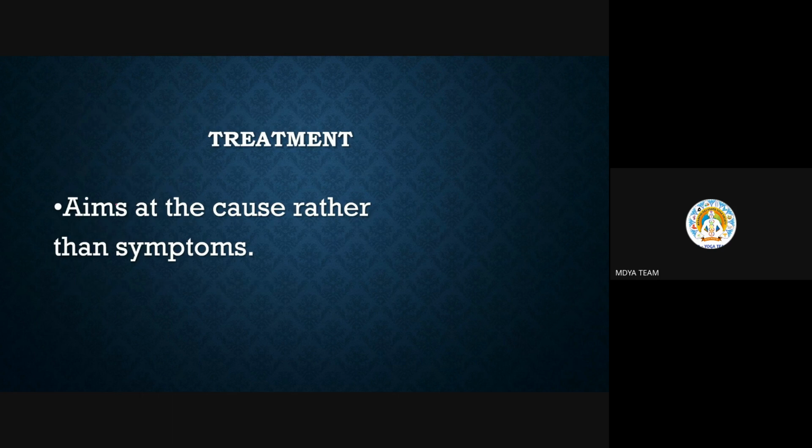Treatment aims at the cause rather than the symptoms. Why? Because we need to go for changes or improvement in our causes. These are due to underlying medical conditions, so we should go for the correction of our causes. It will definitely cure dysmenorrhea also.